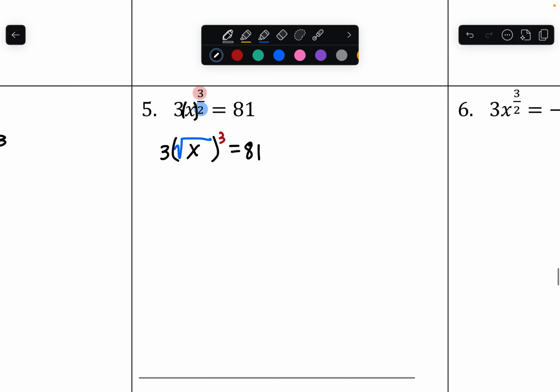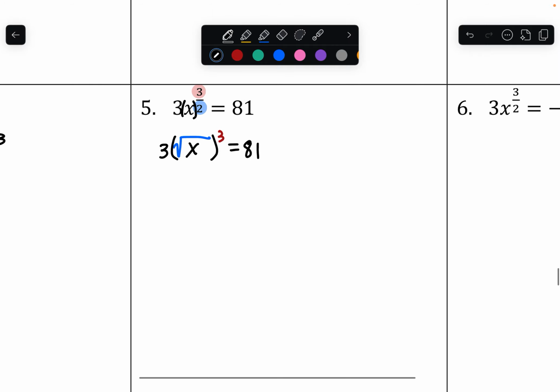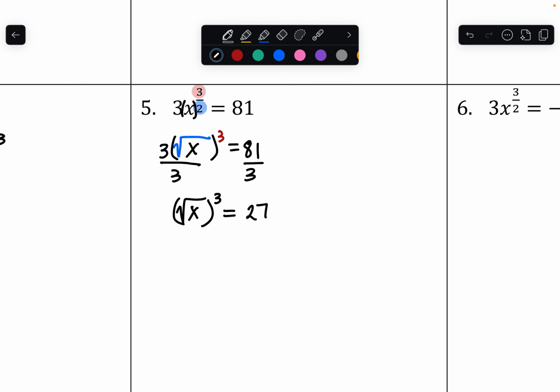Okay, so first step is to rewrite it using the radical. Second step is we still need to isolate, and so we need to get rid of that 3 that's outside. So that leaves me with the square root of x cubed equals 27.